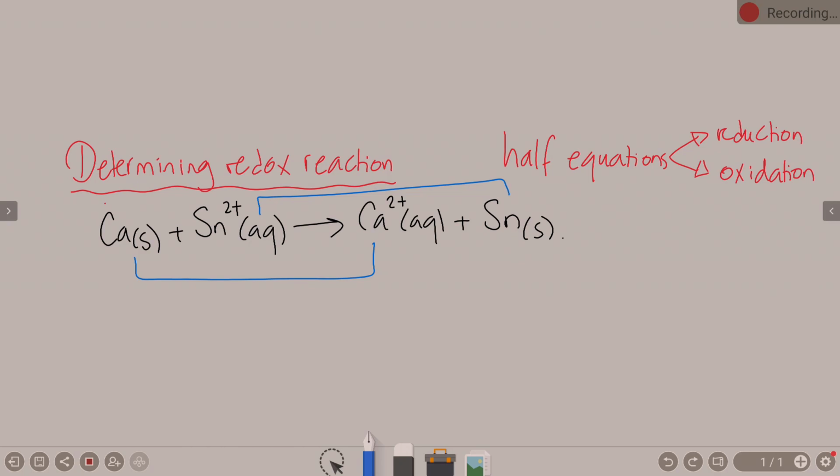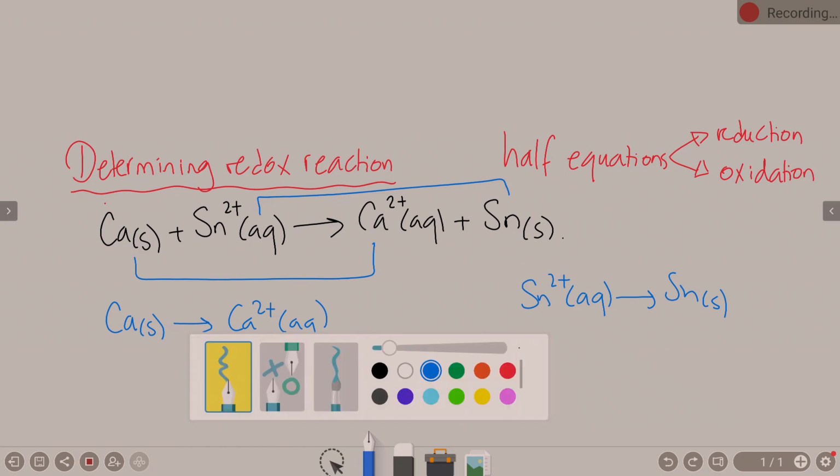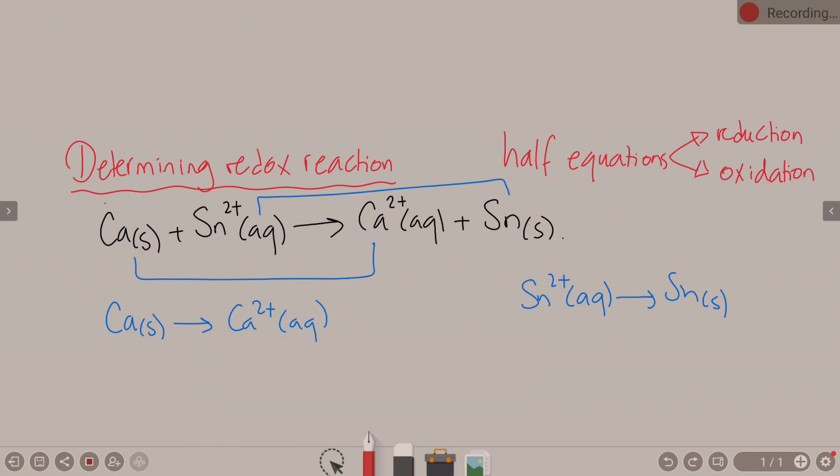So the first step is make sure that it's balanced. It is balanced. So the second step is to look at the half equations. So the first half equation, I have calcium that has gone to calcium 2 plus. The second equation is that I have tin 2 plus and it has gone to tin metal. So then I need to determine which one is being oxidized and which one is being reduced. I know for a fact that this has happened because I went from elemental calcium to calcium 2 plus, and I went from tin 2 plus to elemental tin.